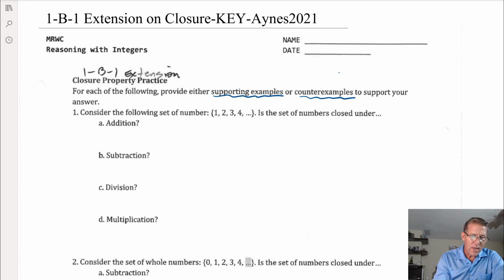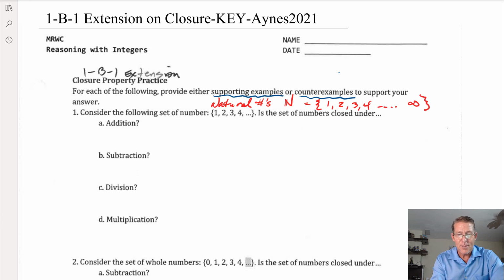So in the first one here, we want to consider the following set of numbers, which is called the natural numbers. Some people call them the counting numbers. It's denoted by the capital N with two vertical lines, and they go from 1 to infinity. So this set is 1, 2, 3, 4 and so on, all the way to infinity and beyond, as Buzz Lightyear used to say.